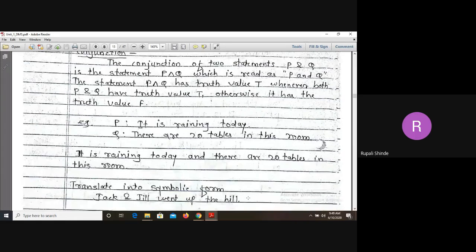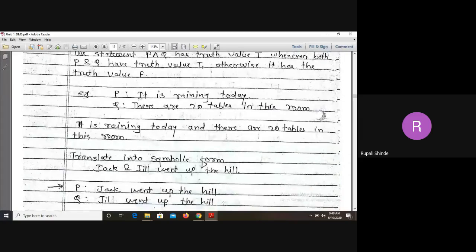Okay. Now here one statement is given: Jack and Jill went up the hill. So here we have to form the symbolic form for this given statement. Whenever we have to translate this into symbolic form, we have to use symbols or variables. The first variable we have taken as P and we have assigned the value: Jack went up the hill. And the second variable is Q, given as: Jill went up the hill.